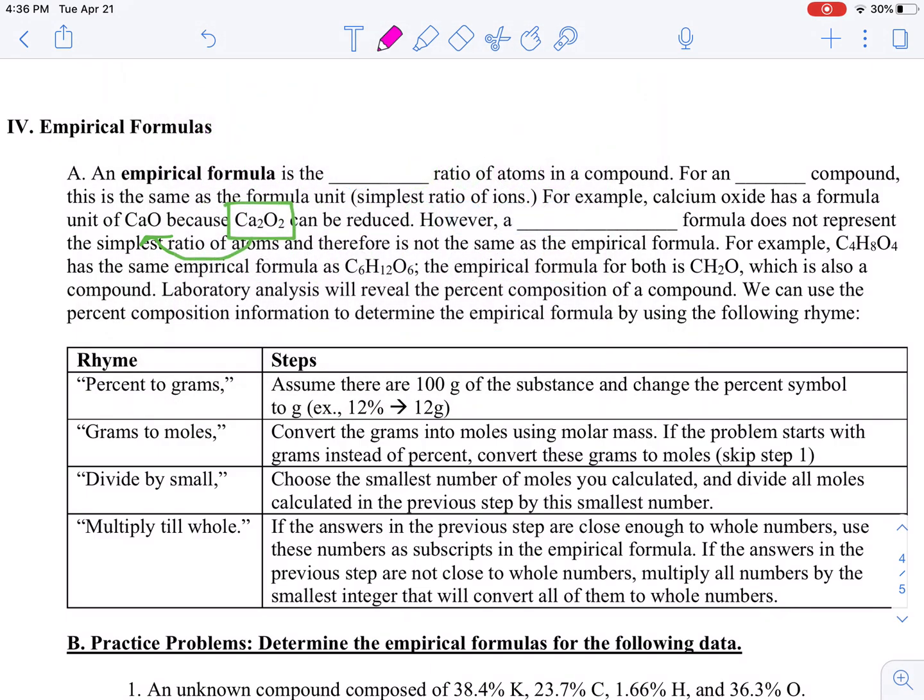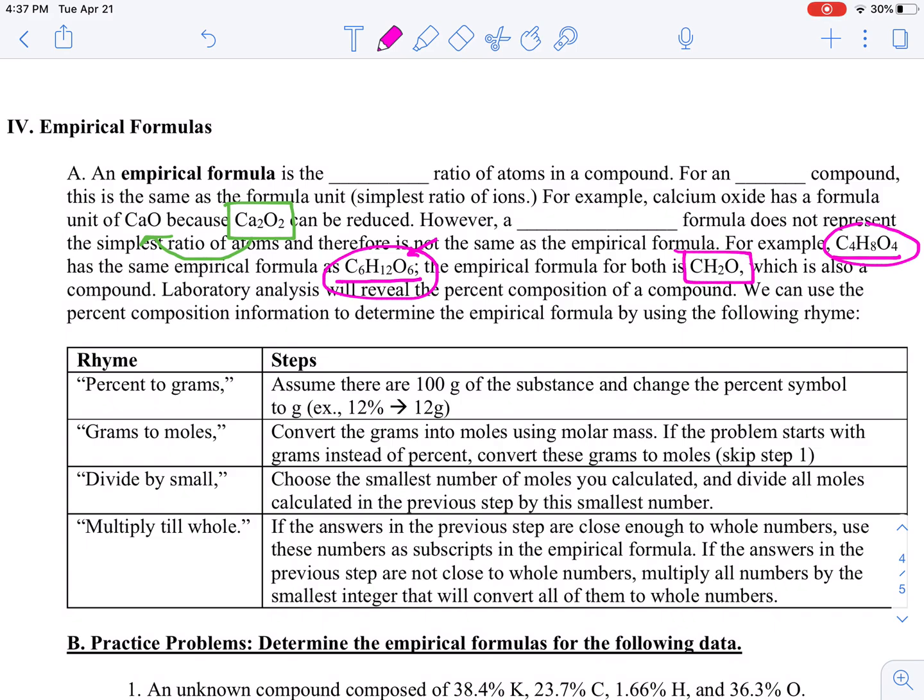So for instance, you'll notice that C4H8O4 and C6H12O6 are both real molecules. In this case, glucose has 6 carbon atoms, 12 hydrogen atoms, and 6 oxygen atoms, and that molecule sticks together in space. It's not in one of these crystal lattices. But both of these two formulas have a different formula that they could simplify to, CH2O.